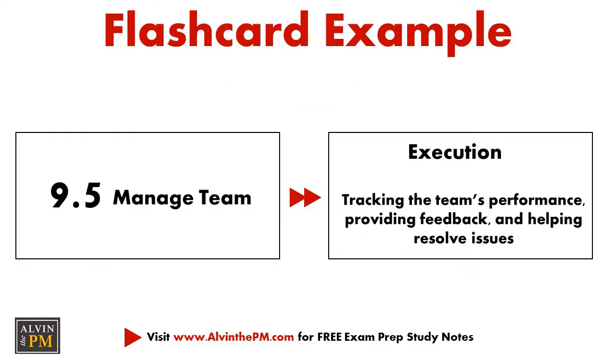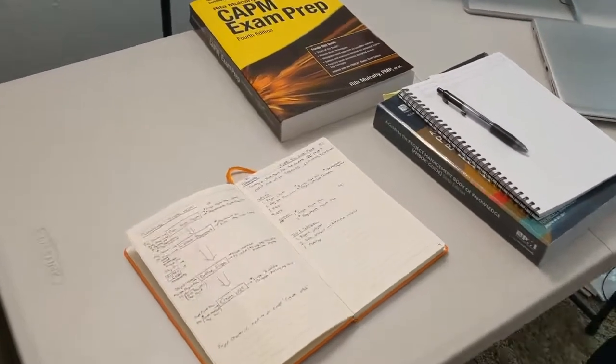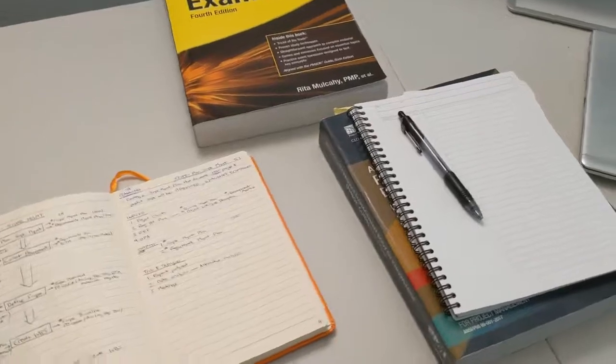So with these flashcards, you can easily test yourself by asking yourself, during what process group does this occur? Is it initiation, planning, monitoring and controlling, or closing? Why is it important? And in what order does it occur? So for example, manage team occurs after develop team. Now of course, this is what worked for me, so feel free to modify this strategy and go much deeper when you're studying.